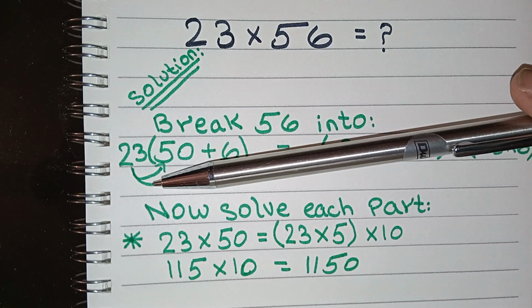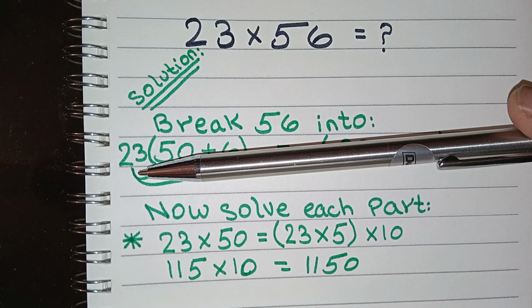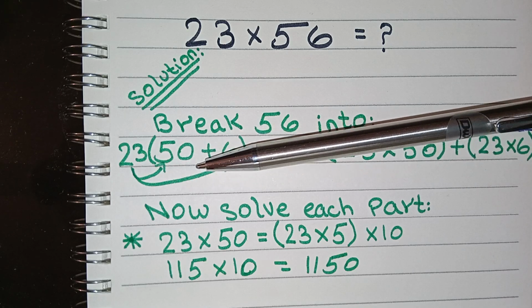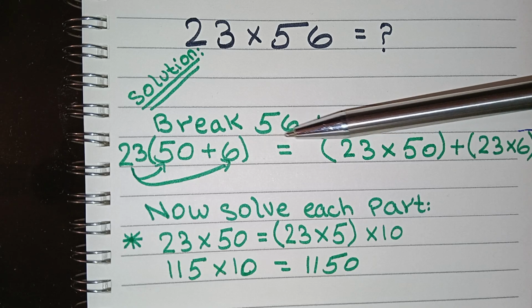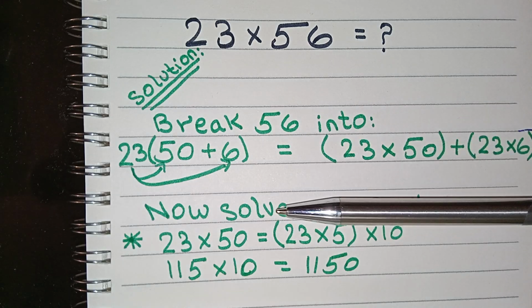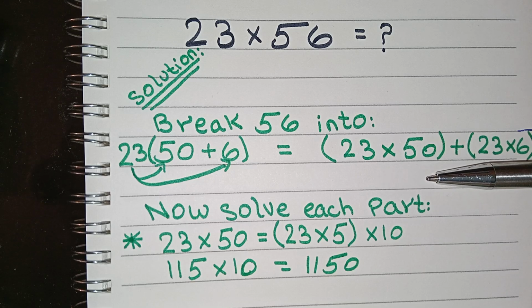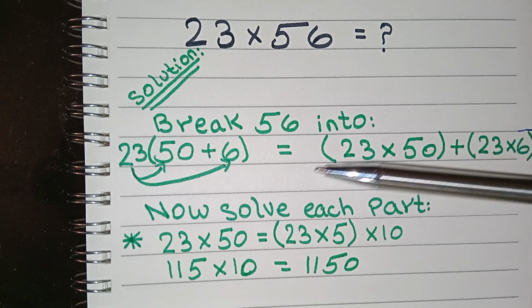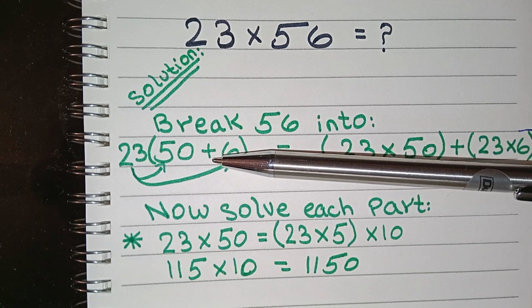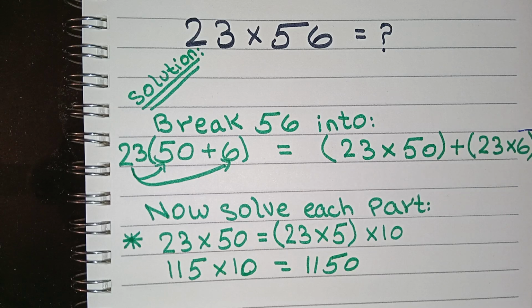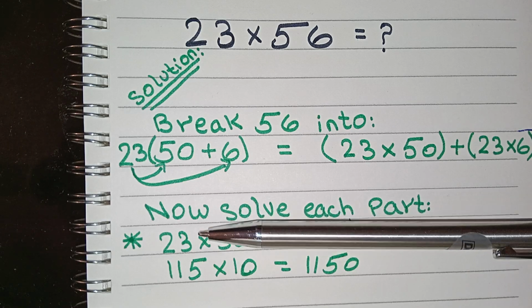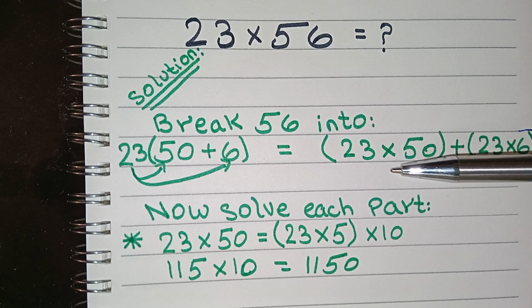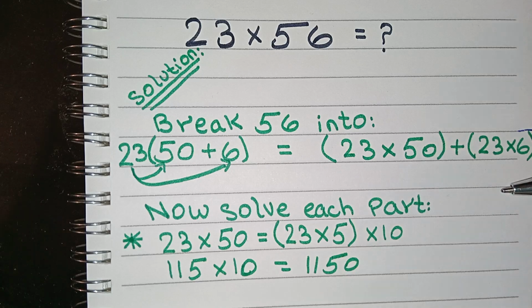The bracket indicates that 23 is being multiplied by 56, that is, by 50 and by 6. So we will expand it as 23 into 50 in a bracket, plus 23 into 6 in a bracket, because 23 is being multiplied by 50 and 6, as I told you previously. The next step is that we will solve each part: 23 into 50 and 23 into 6.